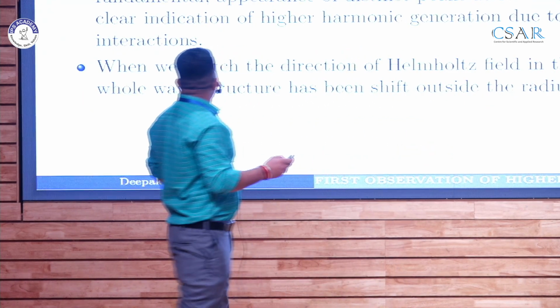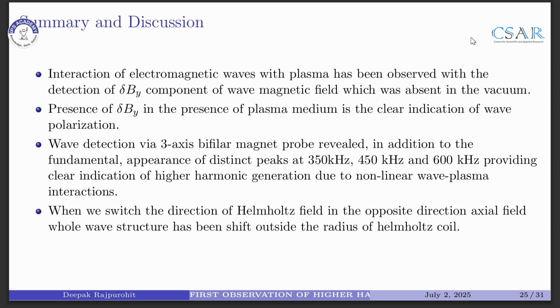So this is the summary and discussion. In our experiment, first we report wave polarization, because in the absence of plasma, only BX and BZ components are there. But when we switch on the plasma, the wave interacts with the plasma and wave polarization comes into the picture, and probably it is a right-handed circularly polarized wave, because Whistler waves are RHCP.